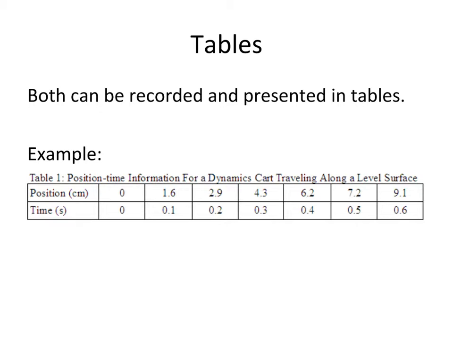Here we have position time information for a dynamics cart that's moving on a level surface. And so we title the table properly. Table 1, we always number the table. We have a descriptive title, so check, descriptive title. We also include units in the table.